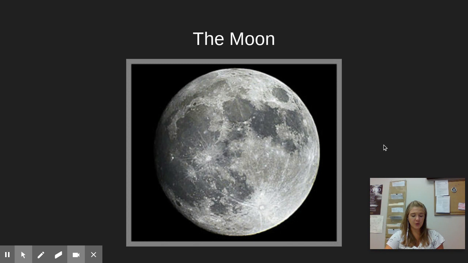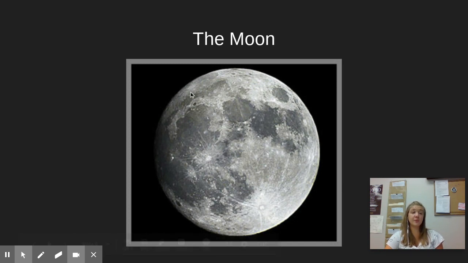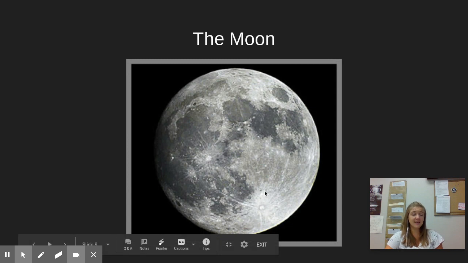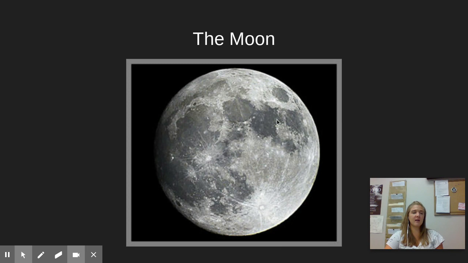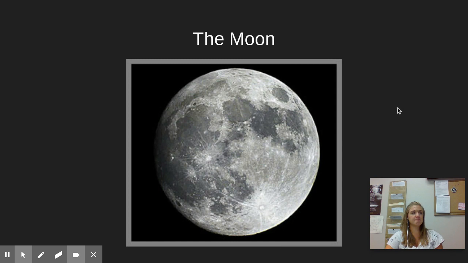Now we're going to move on to the moon. This is a pretty good picture of the moon. It's also important to note that the moon does not create any light of its own. It's not a star. It's more like a mirror in that it reflects the light from the sun and other stars. So it does look like it's lit up to us, but it's not actually. It's really just reflecting all the light from the sun.